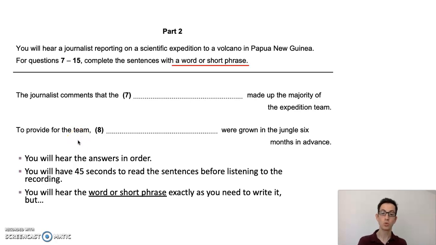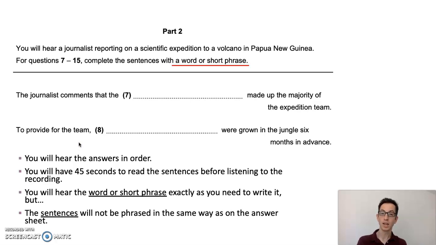You'll hear the word or short phrase exactly as it needs to be written. However, the surrounding sentence will not be the same as what you see on the answer sheet. In other words, if you look at the sentence containing gap 7, when you're listening to the recording, you're listening for the exact phrase that you hear, but you can't expect to hear the sentence that's written on the answer sheet. The sentence that's on the answer sheet will be paraphrased in the recording itself.